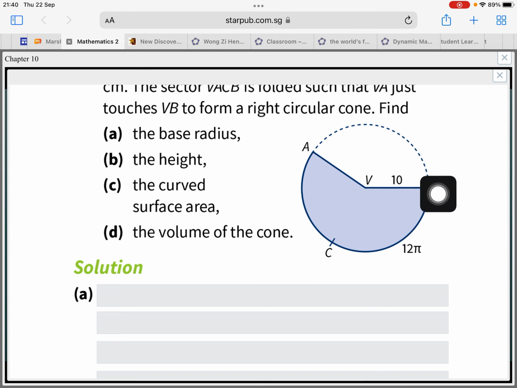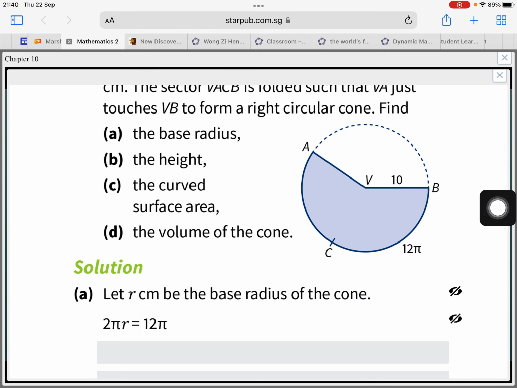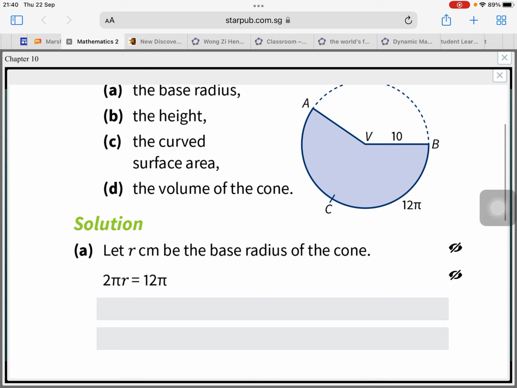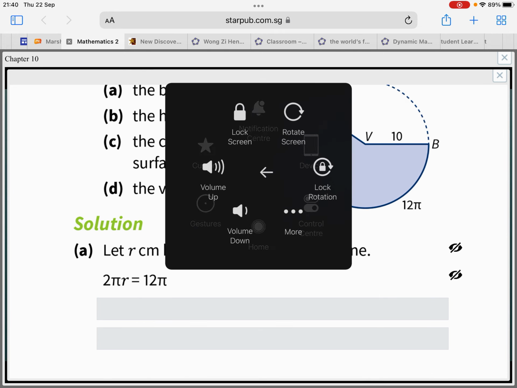You need to know that when it folds up, this is where you get a cone. So your radius here of 10, when it folds up, it becomes the slant height. So over here, first they let r cm be the base radius of the cone. Your base circumference of the cone will be equal to this 12 pi. Maybe let me draw. Here they never include the diagram. It's okay.